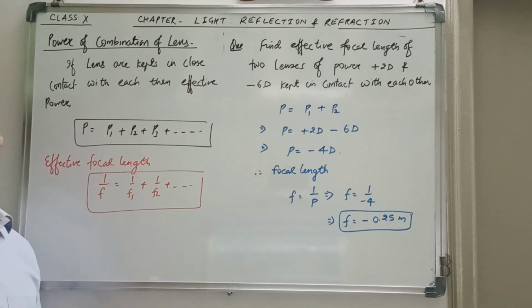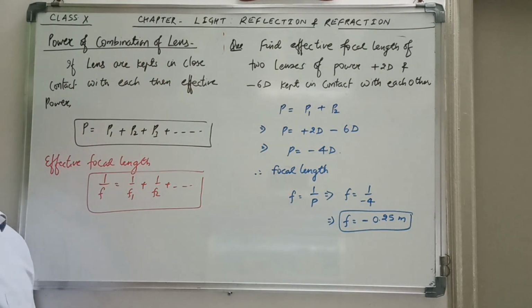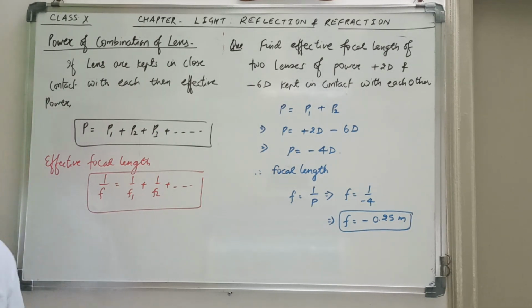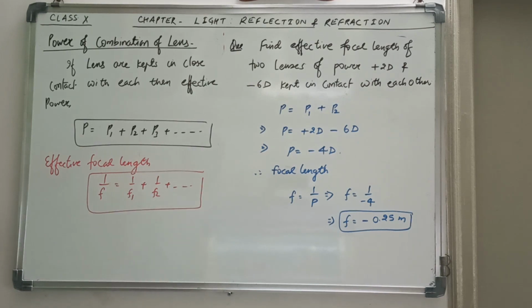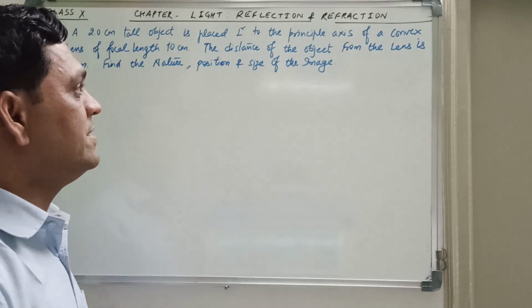So these are the few questions based on the concept of power of the lens and the power of combination of lenses. Now we take a few questions based upon the lens formula and the magnification produced by it. So this is the question we have written based upon the lens here.